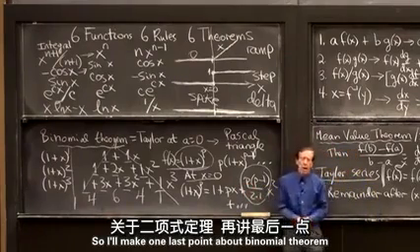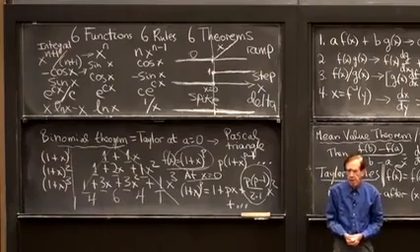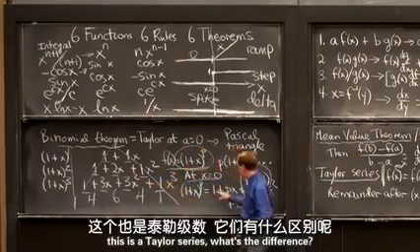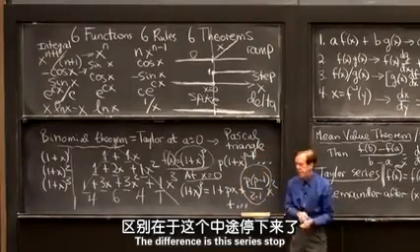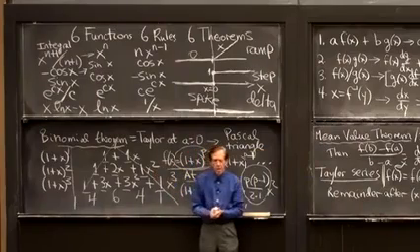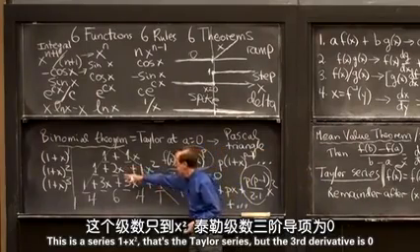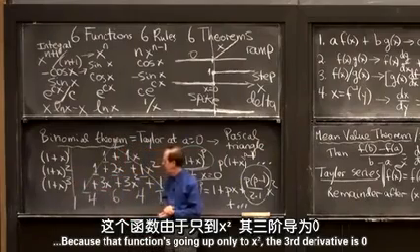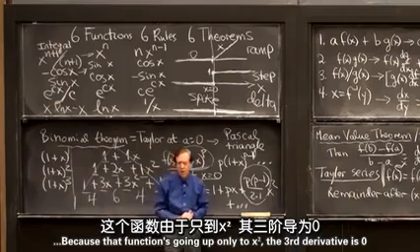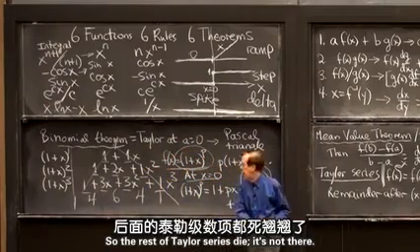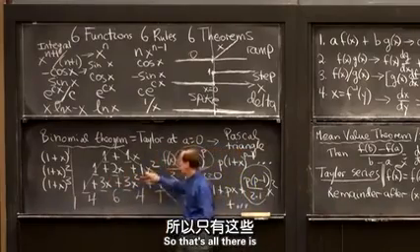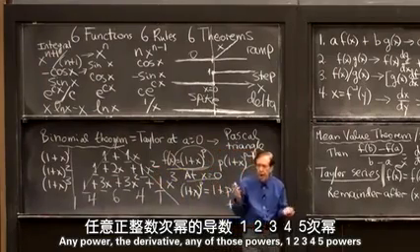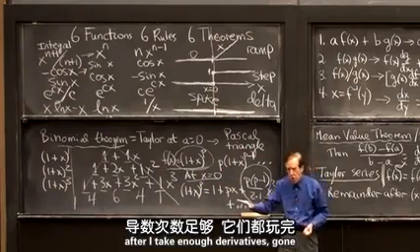Okay. Now, I'll make one last point about the binomial theorem: those were Taylor series. This is a Taylor series. What's the difference? The difference is these series stop. This is a series 1 plus x squared. That's the Taylor series, but the third derivative is 0, right? Because that function's only going up to x squared, the third derivative is 0, so the rest of the Taylor series has died. It's not there. So that's all there is. Any power, 1, 2, 3, 4, 5, after I take enough derivatives, gone.